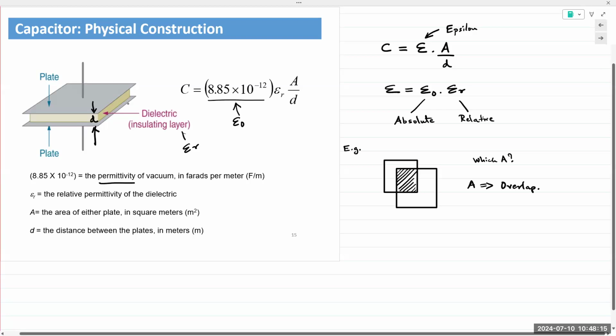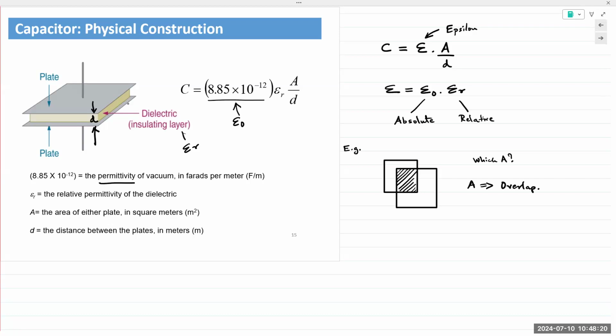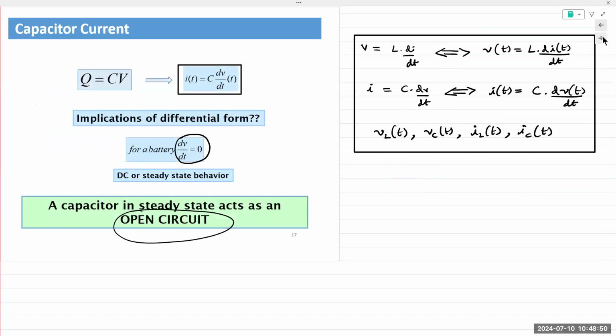So in the epsilon A over D equation, the A assumes that both plates are exactly the same size, whether they are rectangles, square, or rolled up, and they are separated by an insulating material, exactly in the same place. That's the assumption. And again, in a quiz or an exam, I would provide all the values. It would be your job to determine what the capacitance would be. Okay, so let's see.